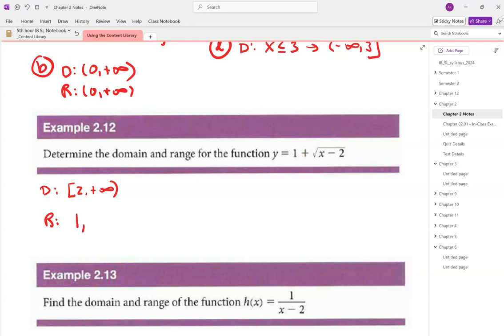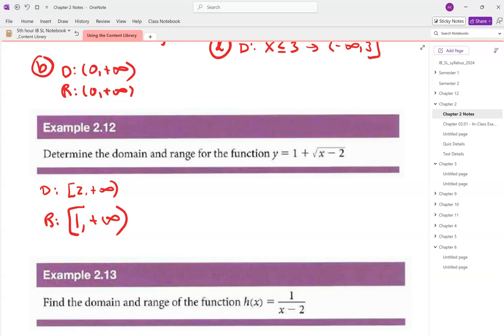And those things coming out of the square root are always going to be non-negative, right? So is the 1 going to be getting bigger or smaller? Bigger. So where are we going? Positive infinity or negative infinity? That's it. Just think about it that way.